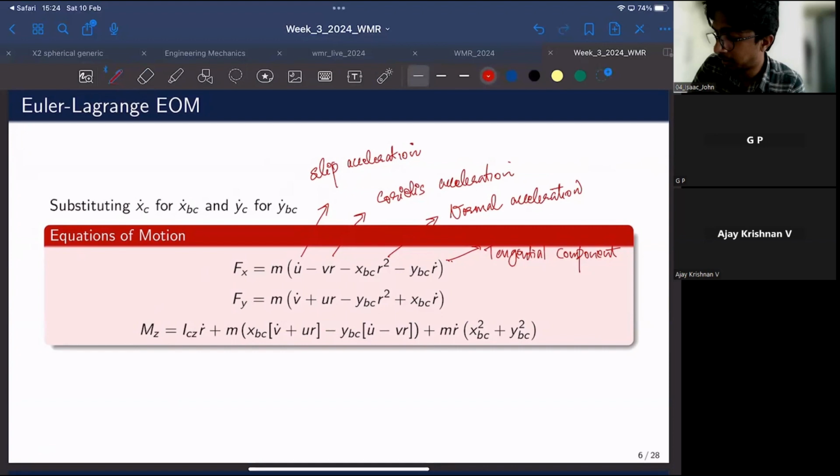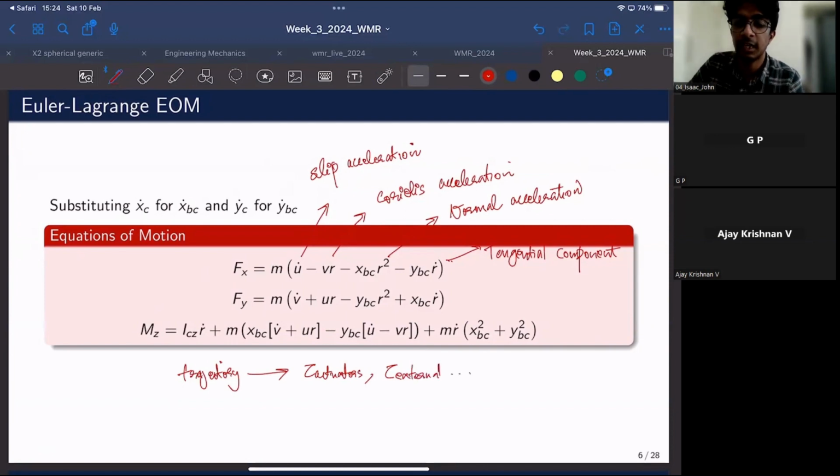To give one more example, the trajectory of the robot is directly mapped to actuators, external forces, and so forth. So it's basically a direct mapping between the desired trajectory and the actuators and external forces.